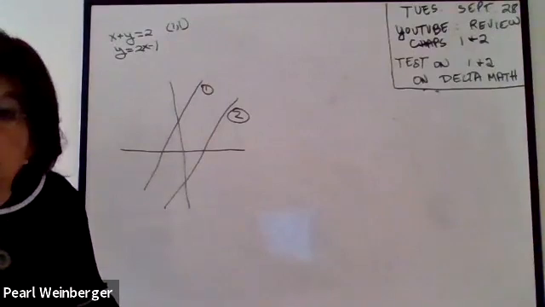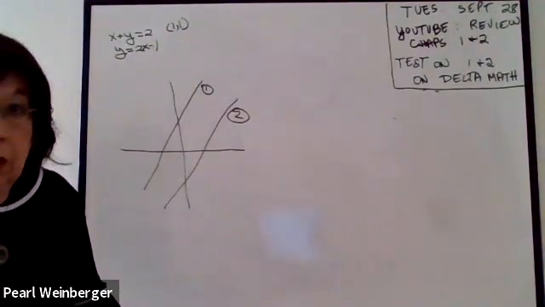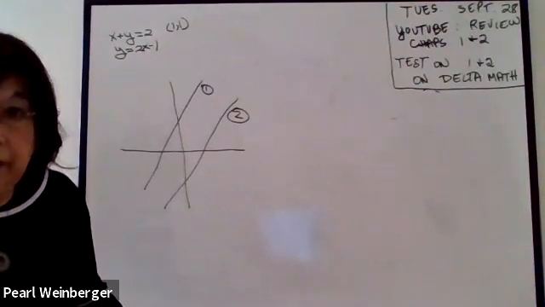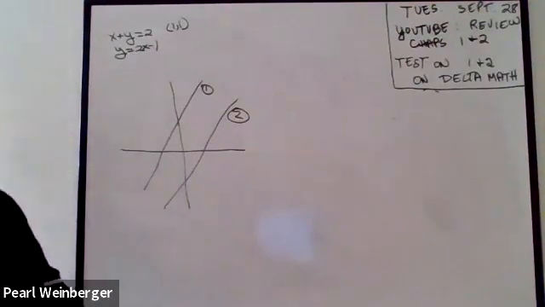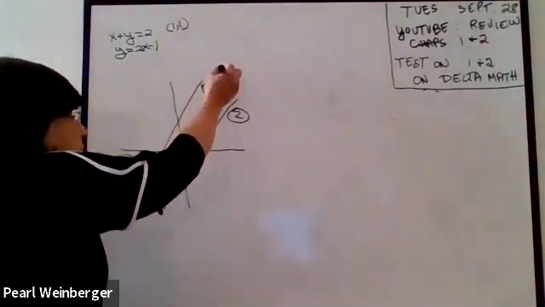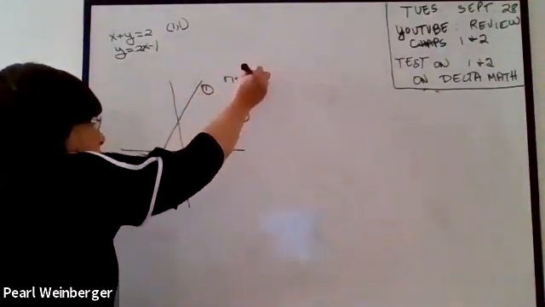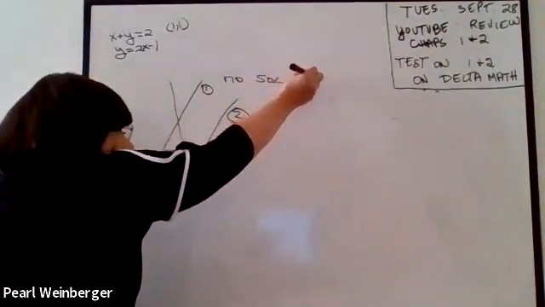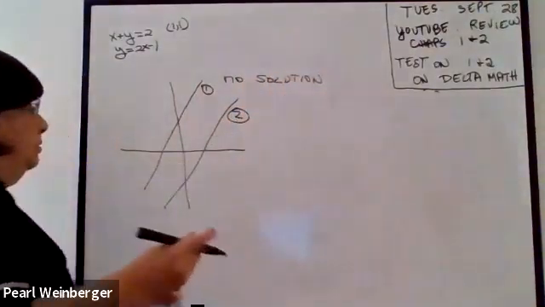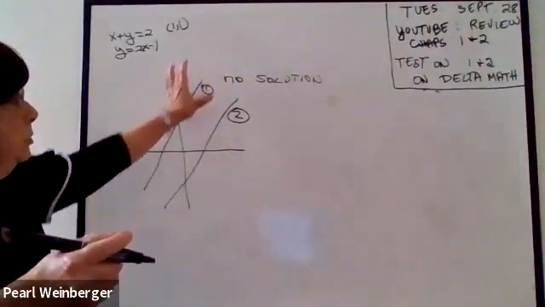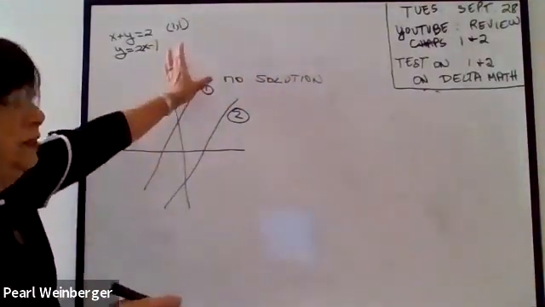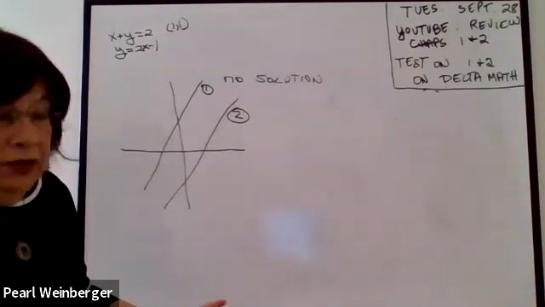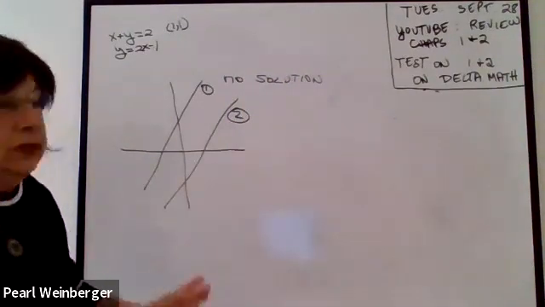If the lines are parallel, what would be the solution to this system of equations? And obviously, there can't be any solutions. There's no solution because there's no point where the two lines intersect. They're parallel, which means no matter how long I extend them, they're going to be totally separate. They're never going to cross.